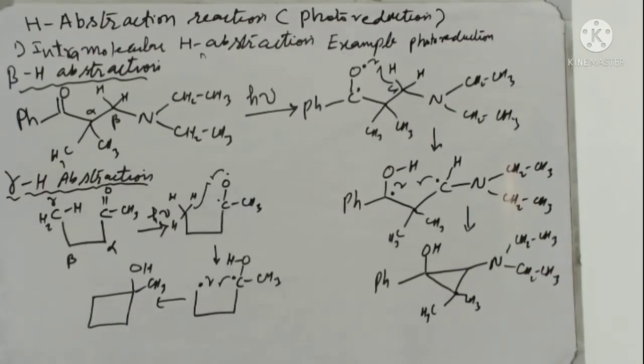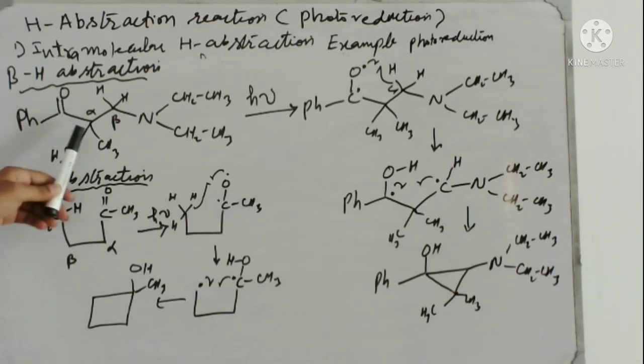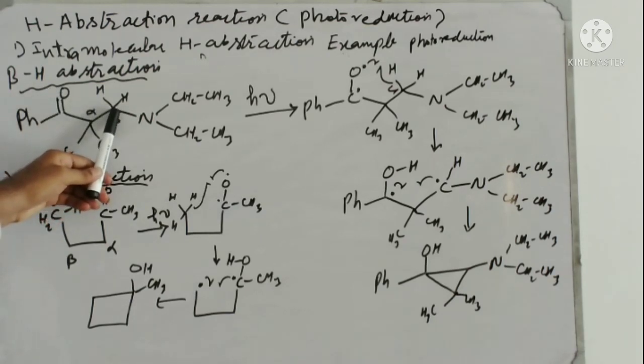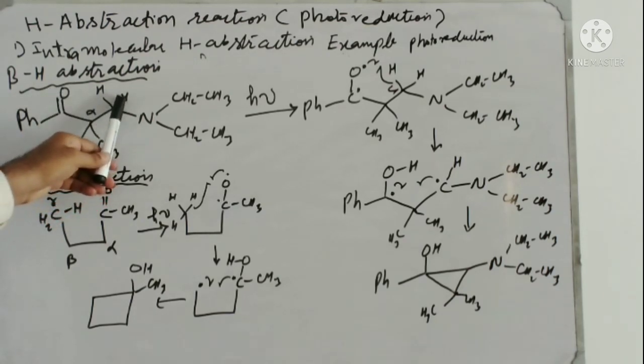So we are talking about different examples of intramolecular hydrogen abstraction. This first example is about the beta hydrogen being abstracted. Here, this is the carbonyl, this is the alpha carbon, this is the beta carbon, and the beta carbon has a beta hydrogen.